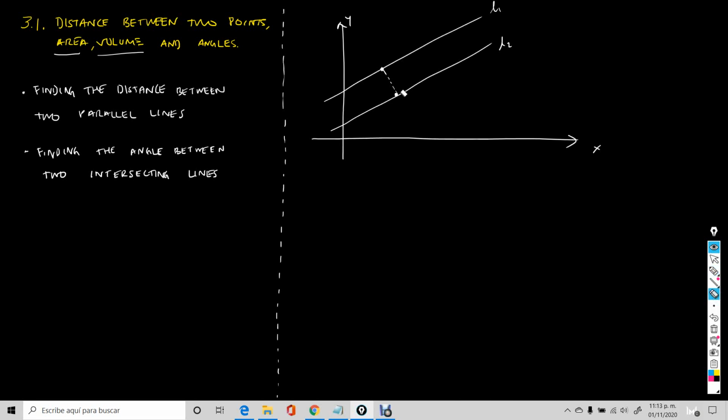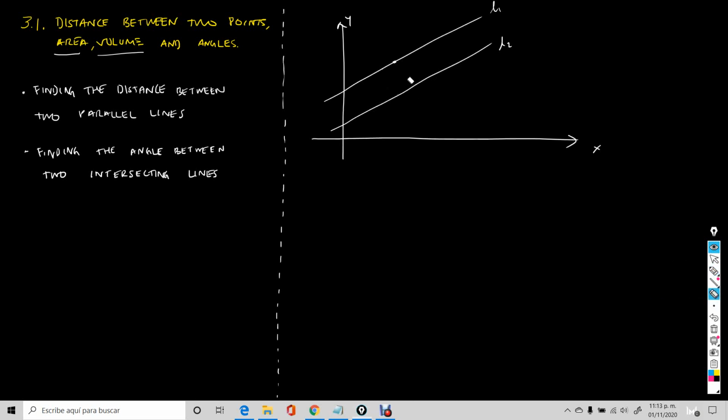So don't make the mistake of thinking that, for example, if you calculate the distance from here to here, even though that is a distance between these two points, that is not what we understand as a distance between L1 and L2. It has to be done as a perpendicular segment. This is the length of the segment that joins L1 and L2, and this is what we understand by the distance between L1 and L2. So we want to calculate that distance.